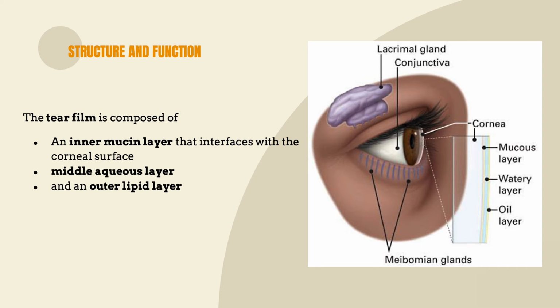Now what is a tear film? And what is composing the tear film? Number 1, an inner mucin layer that interfaces with the corneal surface. Number 2, the middle aqueous layer. And lastly, the outer lipid layer.